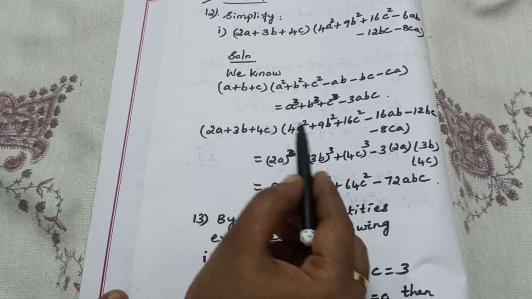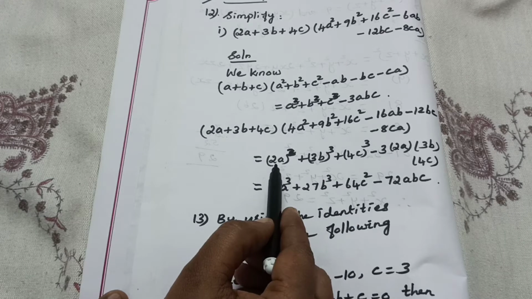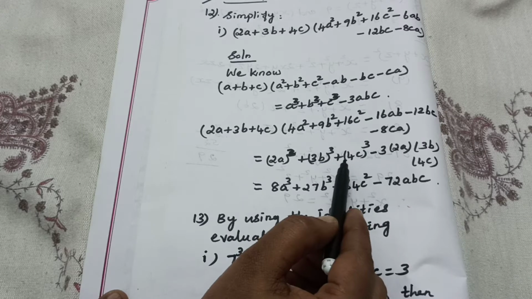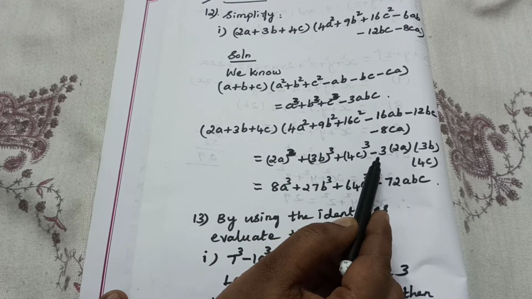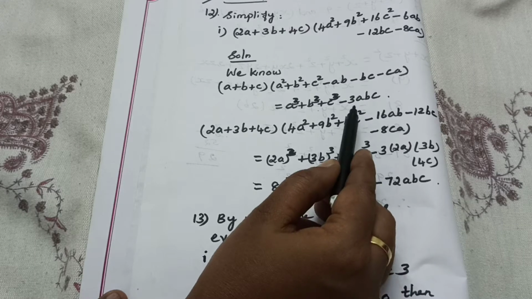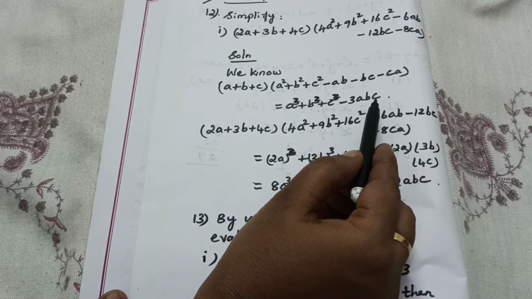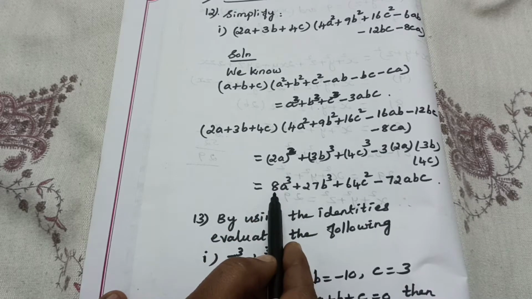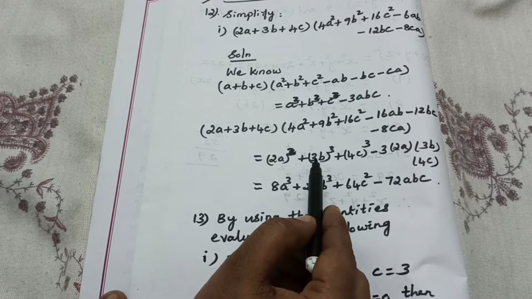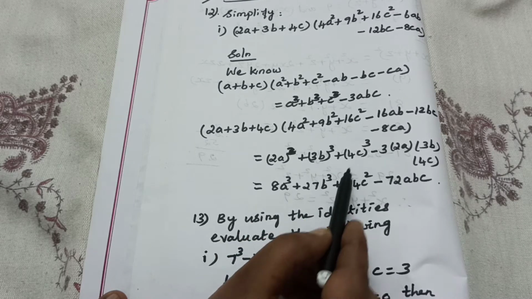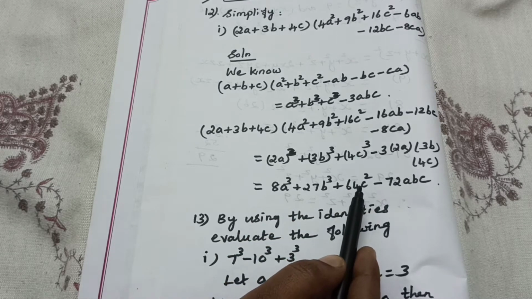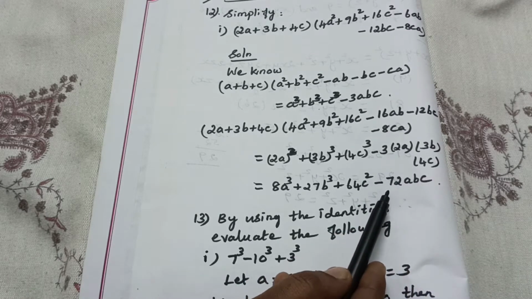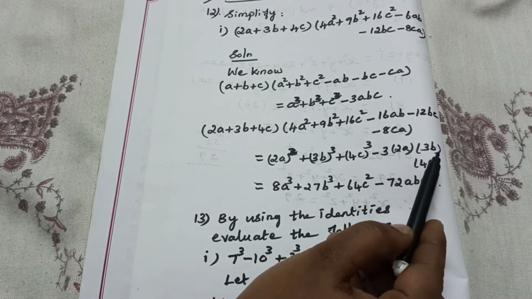Then here, a is 2a. In place of a³ we substitute (2a)³ plus (3b)³ plus (4c)³ minus 3 into a is 2a, b is 3b, c is 4c. Then take the cubes. 2 cube is 8, so 8a³ plus 3 cube is 27b³ plus 4 cube is 64c³ minus 3 into 2 into 3 into 4. What's the value? 72abc.